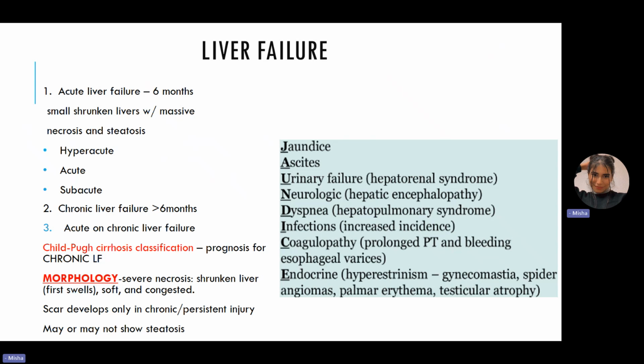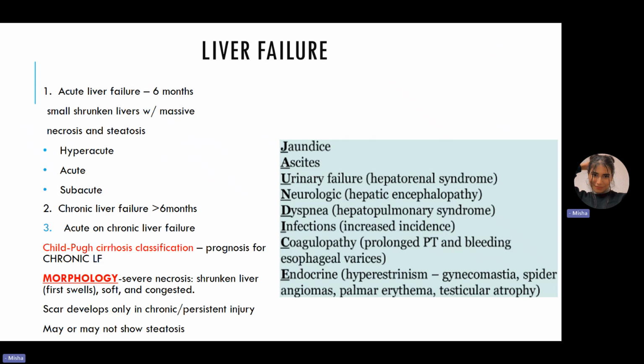Now, when talking about the morphology, we can see that they have this severe necrosis with shrunken liver. Now, initially, remember that it swells. So initially, in the case of acute liver failure, we would see hepatomegaly. But then because of the fibrosis, the liver starts to shrink because of the severe necrosis that develops. Basically, we have the shrunken liver.